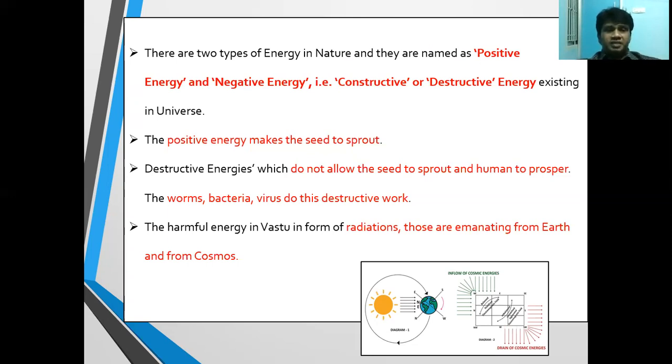The positive energy makes the seed sprout out from the soil and grow like a tree. That is our positive energy. Destructive energy does not allow the seed to sprout and the human to prosper. For example, worms, bacteria, and viruses destroy their work. Also, many types of radiations affect the earth directly. So there are positive energy and negative energy.